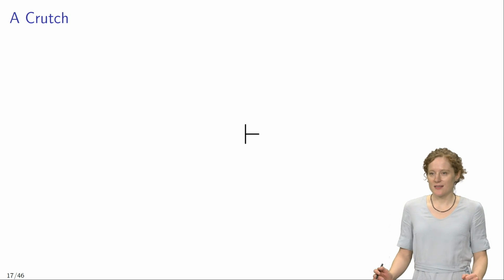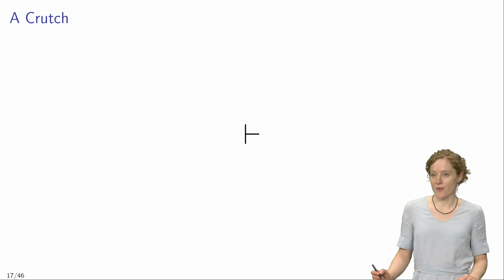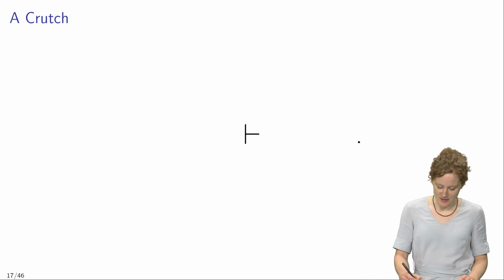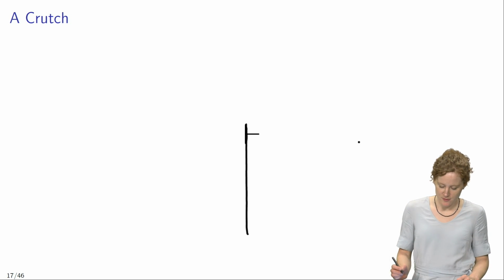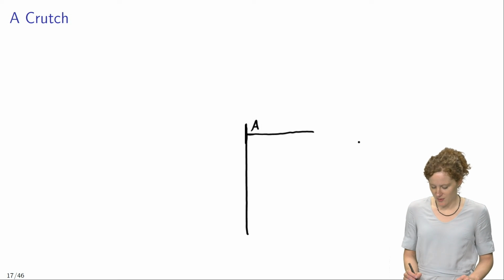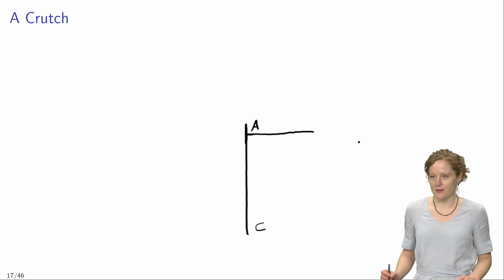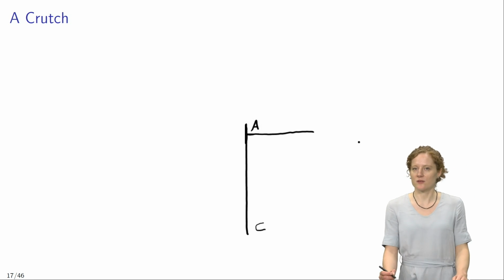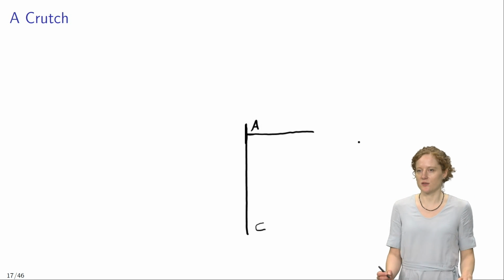Now, the turnstile, on the other hand, always has to do with proofs. And here's a crutch to help you remember this fact about the turnstile. The turnstile actually looks a little bit like a proof with a Fitch bar attached to it. And so above the Fitch bar, we put our premise, say A, and at the bottom of this vertical line, we put C. So I hope that this image is going to help you remember that the turnstile always has something to do with proofs.